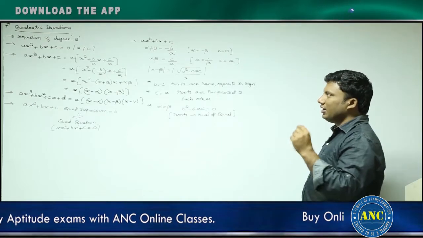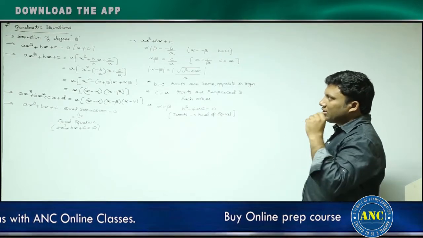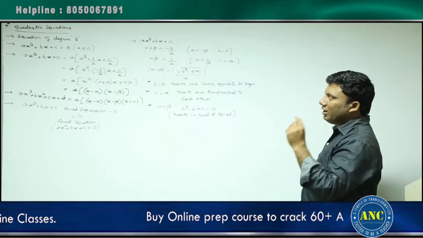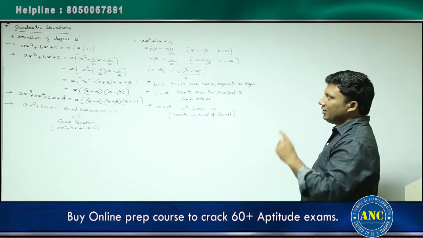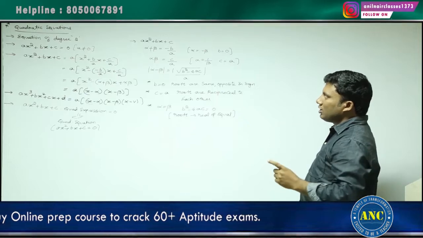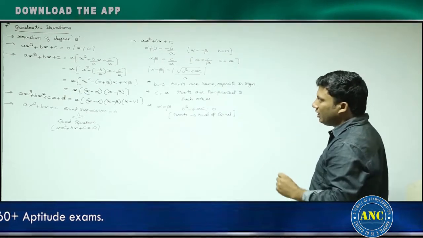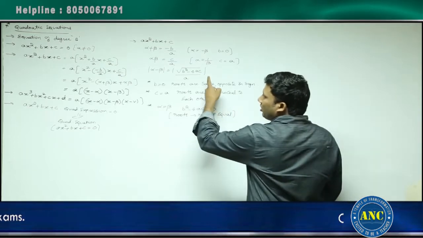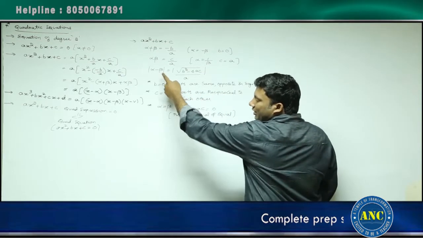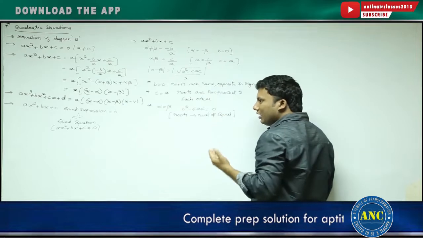Quadratic equation is an equation of degree 2. The generic form of a quadratic equation will be ax square plus bx plus c, a not equivalent to 0. Sum of the roots will be minus b by a. Product of the roots is c by a. Difference between the roots. Why this modulus? Alpha could be greater than beta or beta could be greater than alpha.